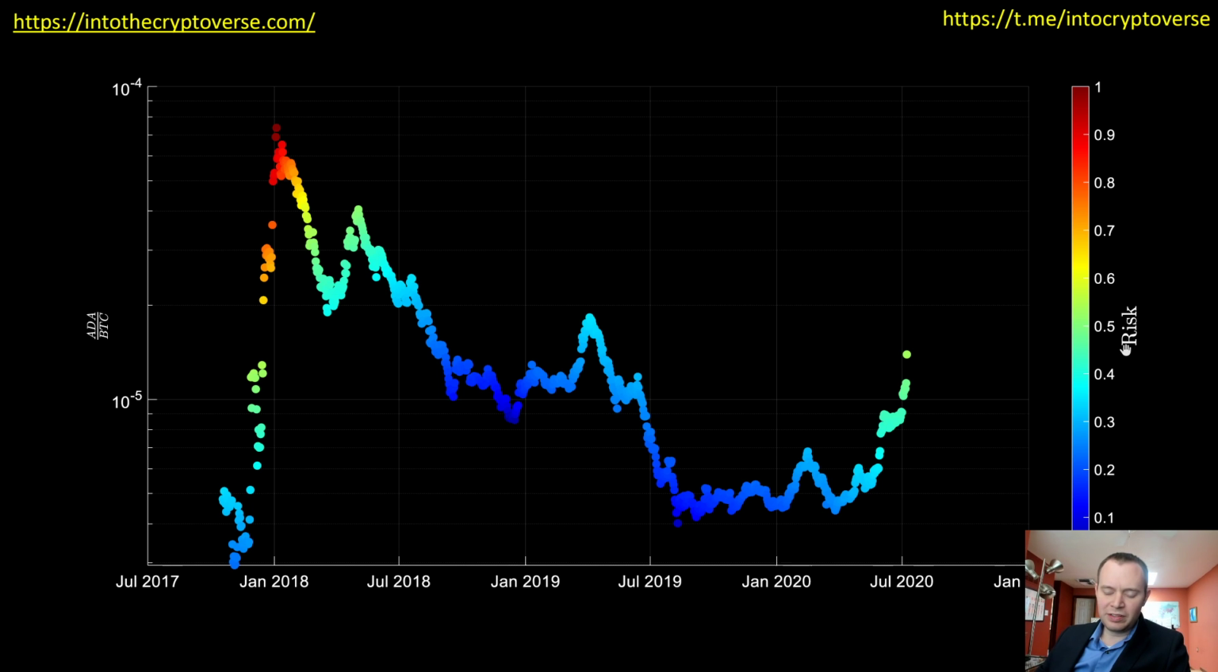If you're not familiar with the risk metric, it basically looks at historical volatility and tries to account for that. It normalizes that metric from 0 to 1, and then color codes it based on where the risk level is. So the price is on the primary y-axis in terms of ADA Bitcoin, and it's a logarithmic scale. And the risk is color coded from blue to red, so blue being a great time to buy, historically speaking, and red being a great time to sell, historically speaking.